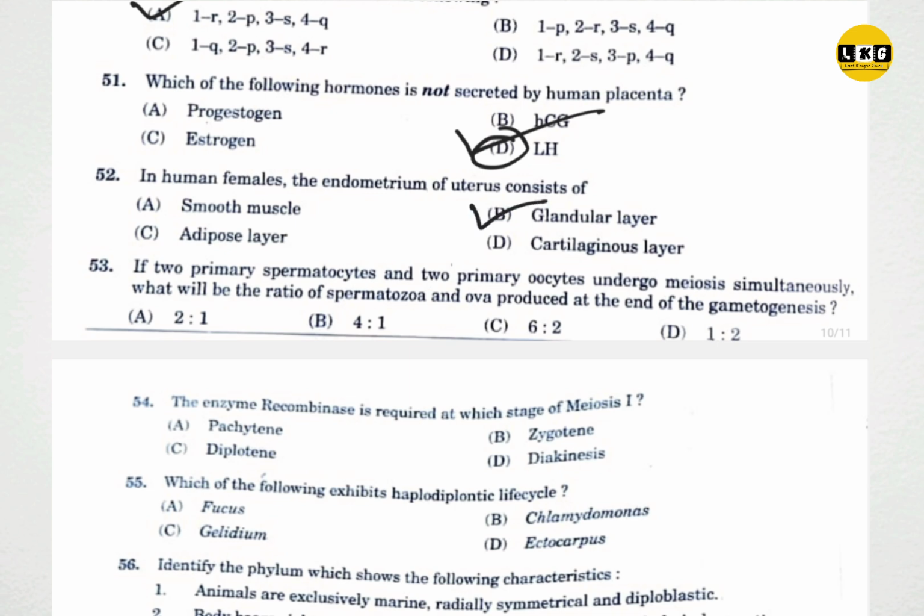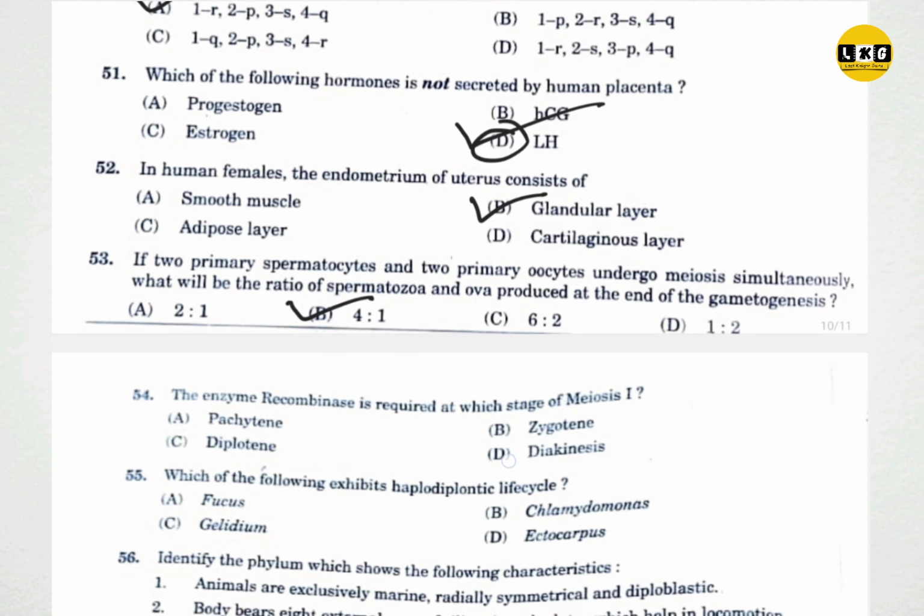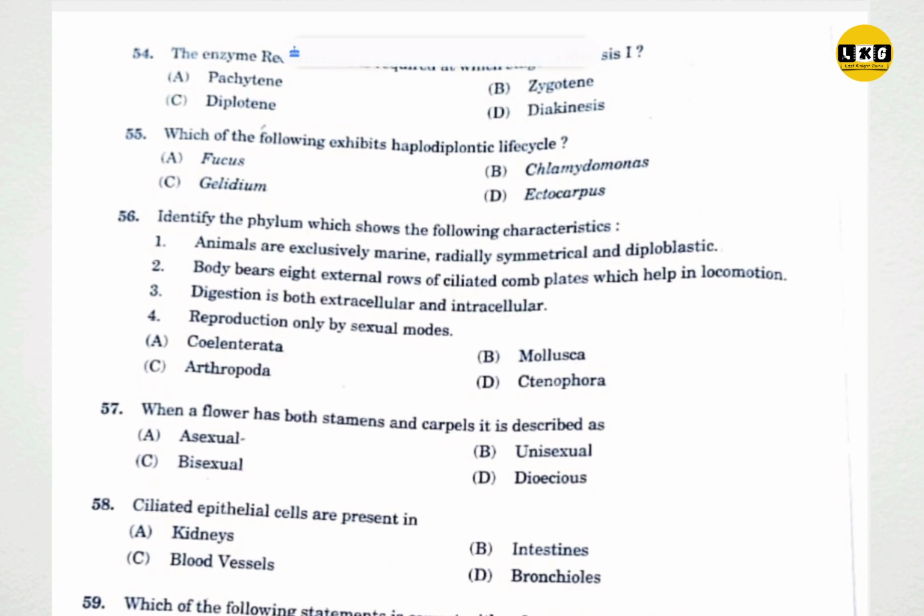Next, if 2 primary spermatocytes and 2 primary oocytes undergo meiosis simultaneously, what will be the ratio of spermatozoa and ova produced? So 4 spermatozoa and 1 ovum. So 4:1. The enzyme recombinase is required at which stage of meiosis? The enzyme recombinase is required in the pachytene stage. Option A. Next, 55. Which of the following exhibits a haplodiplontic life cycle? Option D, Ectocarpus exhibits a haplodiplontic life cycle.